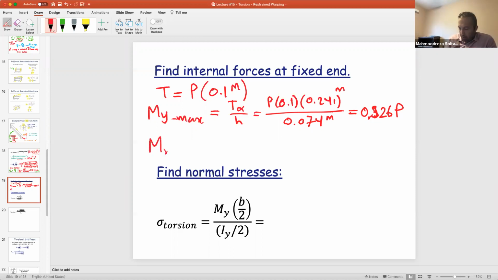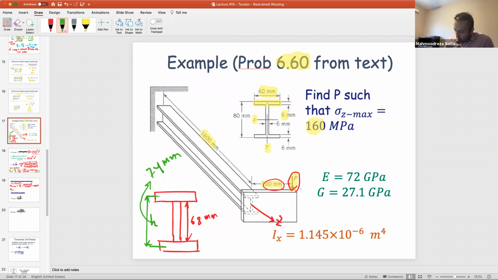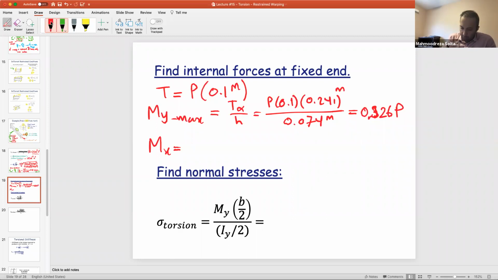Also Mx, you're pushing the system down. You're going to have Mx as well. That's what you have learned before. So Mx in this case would be, well, look at the system here. Again, now it would be this force multiplied by this length. Moment about x-axis, right? Twist the member about the x-axis. So it would be equal to what? P times 1.6 meters. Okay.